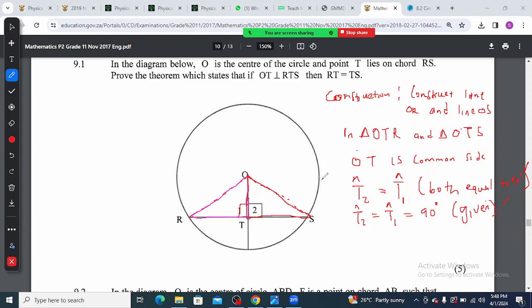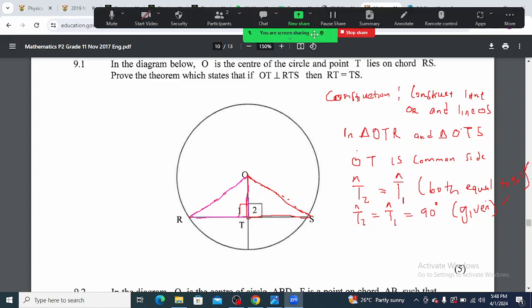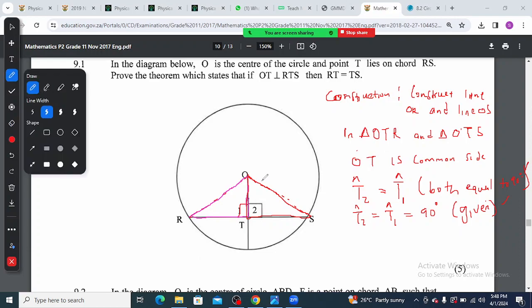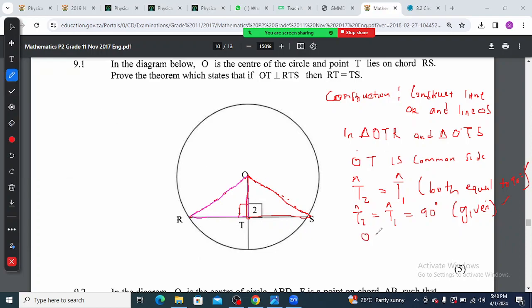And then the last one, you can say line OR is equal to line OS. The reason for that is radii, because the line that is drawn from the center to the circumference is the radius, and the radii are equal. So this line will be equal to that line. Any question here?